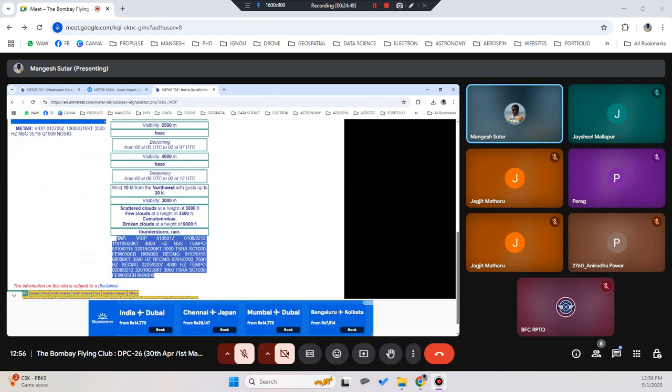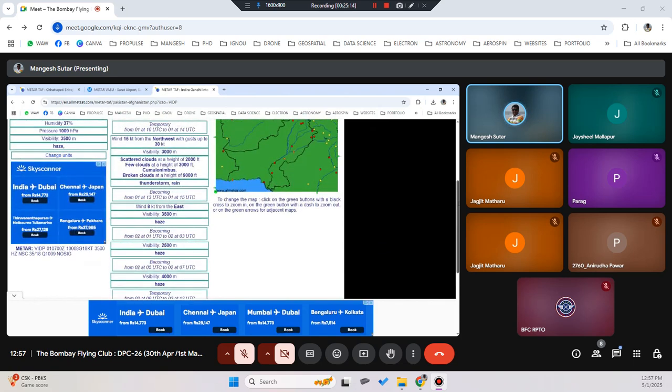Pilots normally see this METAR and interpret it, because earlier you didn't have an LCD panel. So this used to display on their cockpit panels also. Those LED panels were there, so there was a limitation of words. A lot of the time the information in their cockpit used to come in this format. That's why the METAR is like this.